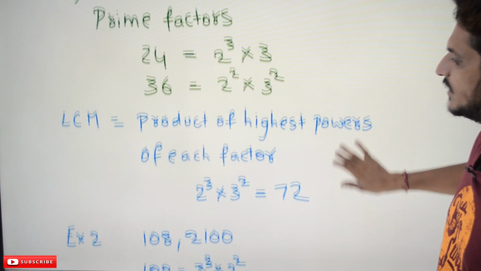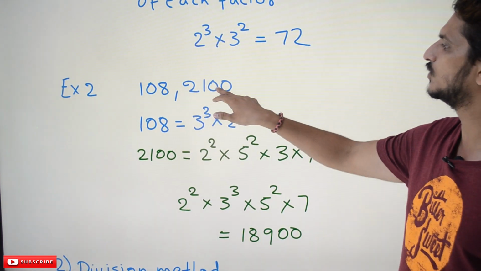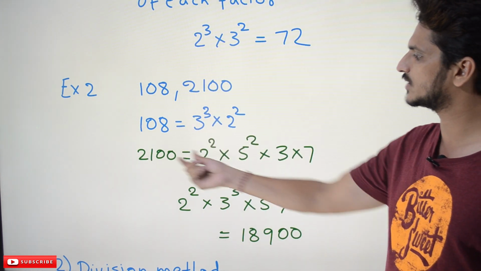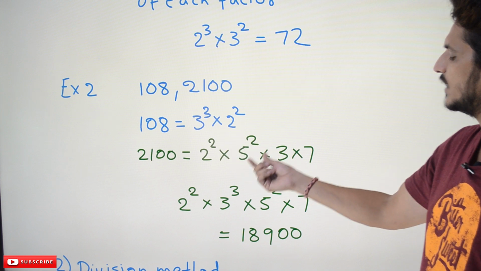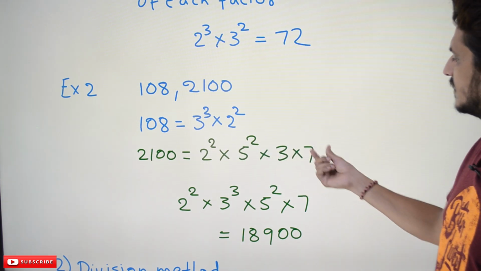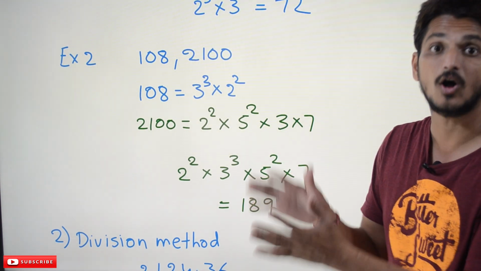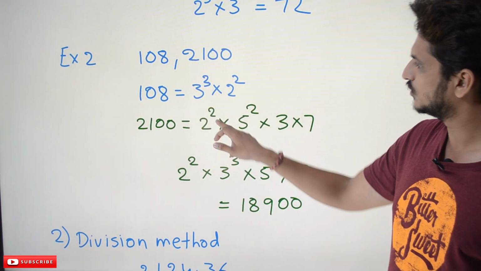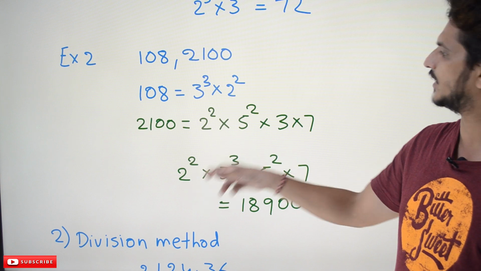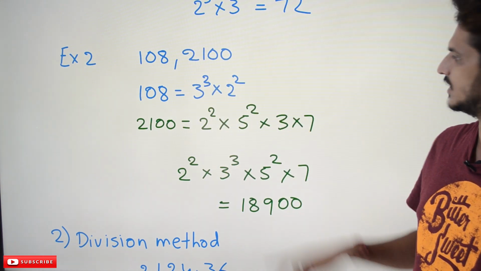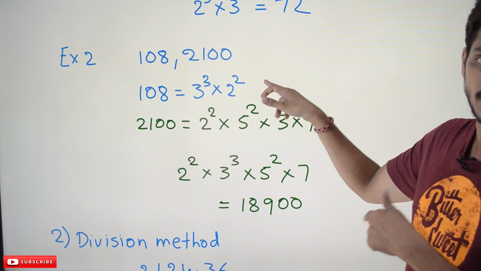One more example for better understanding: 108 and 2100. 108 can be written as 3 cube multiplied by 2 square. 2100 can be written as 2 square multiplied by 5 square multiplied by 3 multiplied by 7. Here we have to take the highest powers of all the factors. So 2 square, which one is highest? 2 square. 3 cube, which one is highest? 3 cube is highest.